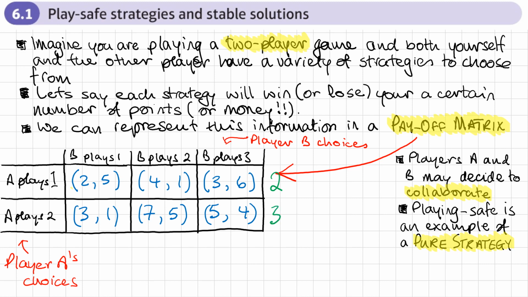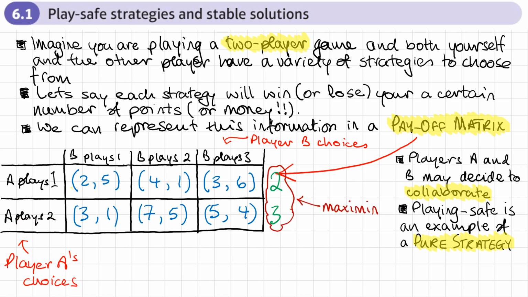So based on this matrix, A may decide to play 2, because it doesn't matter what B plays, the minimum they're going to win is 3. Whereas if they play 1, the minimum they're going to win is 2. So they're always going to win a little bit more if they play strategy 2, or A plays 2.